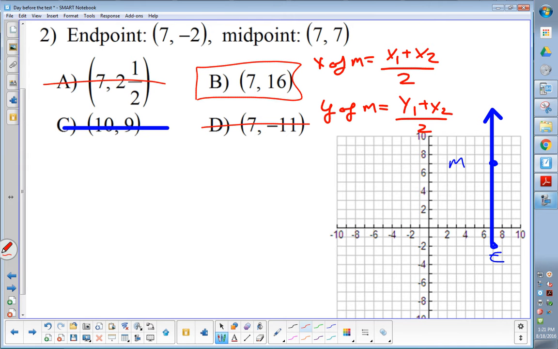Here's why. Because to go from here to there, you have to add 9. That's to go from negative 2 to 7, you got to add 9. So from 7, you got to add 9 more. So that would get you up to 16.